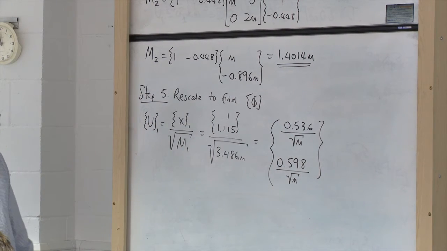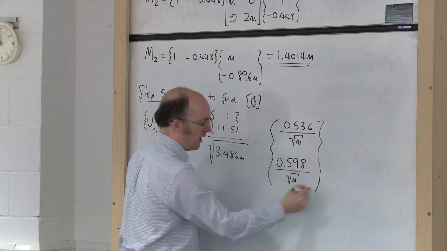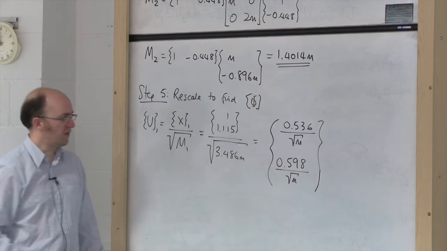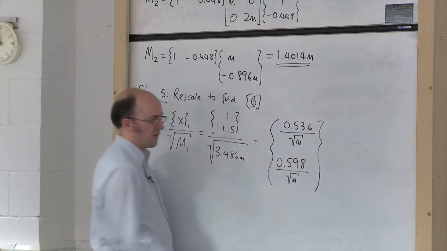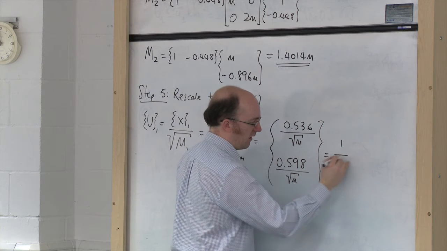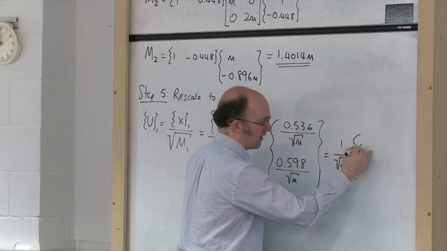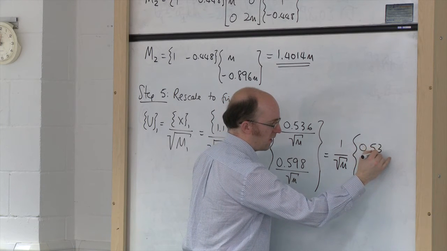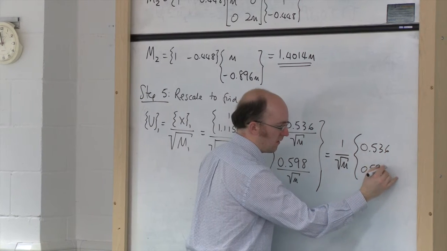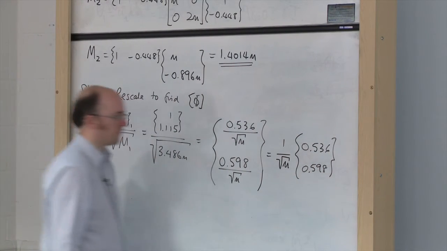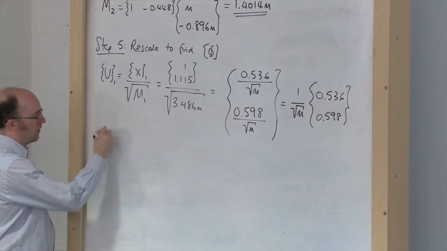So the scaling, the ratio between those two is exactly the same, okay? We've just rescaled it to a different, instead of 1 up here, we've got this term. And so obviously what we can do is write the root m outside, and then we end up with a vector 0.536 and 0.598. So that's U1. We do the same process for U2.